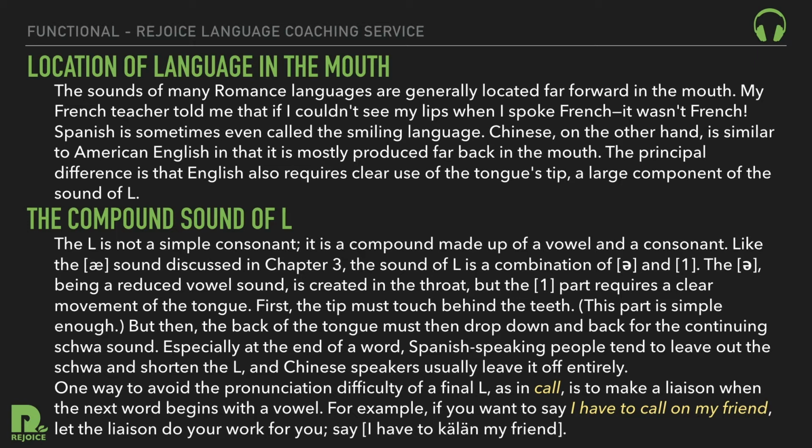Especially at the end of a word, Spanish-speaking people tend to leave out the schwa and shorten the L, and Chinese speakers usually leave it off entirely. One way to avoid the pronunciation difficulty of a final L, as in call, is to make a liaison when the next word begins with a vowel. For example, if you want to say, "I have to call on my friend," let the liaison do your work for you. Say, "I have to call on my friend."